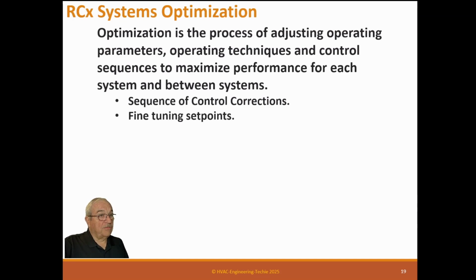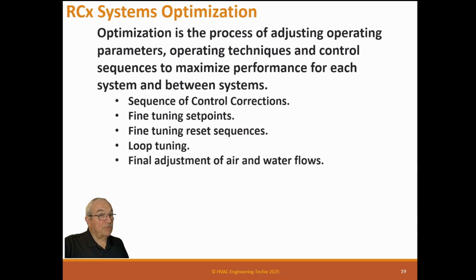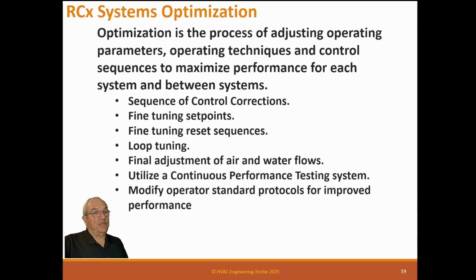Sequence and control corrections, fine-tuning set points, fine-tuning reset sequences, loop tuning, final adjustments in air and water flows, utilize a continuous performance testing system, modify operator standard protocols for improved performance. These are the things we're trying to do. We've already fixed everything, and now we're just trying to make it work as best we possibly can with what we have. Remember, I originally told you that retrocommissioning is the lowest possible cost method of making a building work with what you have. We're not replacing whole systems, but we are trying to fix everything so it works the best that it can.